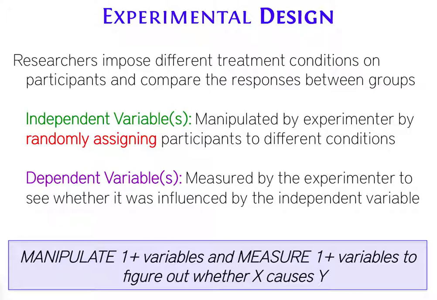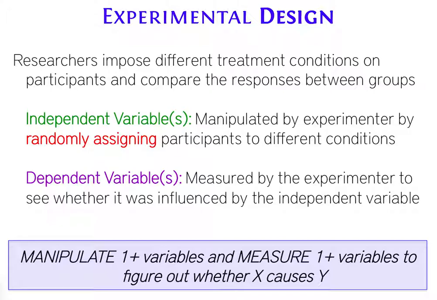The researcher creates different versions or conditions of the independent variables for people to experience, and then they look to see whether the dependent variables differ based on what condition people experienced. The data from measuring the dependent variables is always quantified in some way, and statistical analysis is used to determine any differences between the conditions and whether they're meaningful.